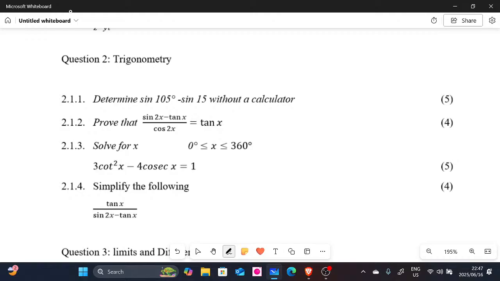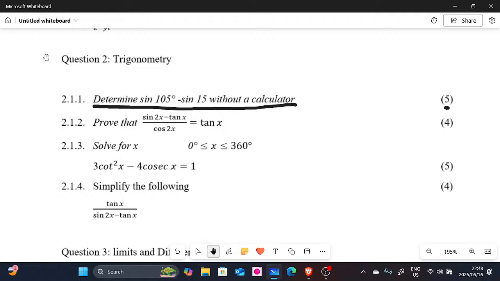Now let's look at 2.1.1. They want you to determine sine 105 minus sine 15 without the use of the calculator. Do you guys see this question here? This question is 5 marks, guys. Usually, they only give us one trigonometric ratio with these angles, right? We have done something similar to this yesterday, so let's just do it.